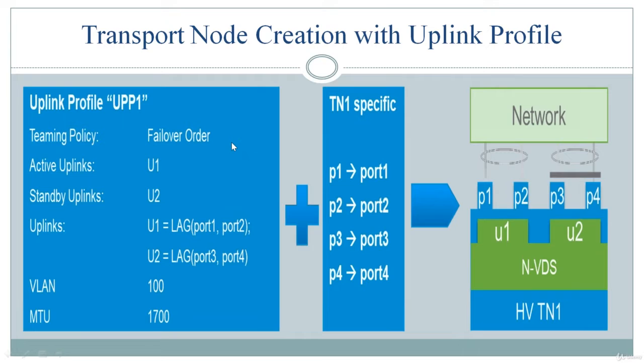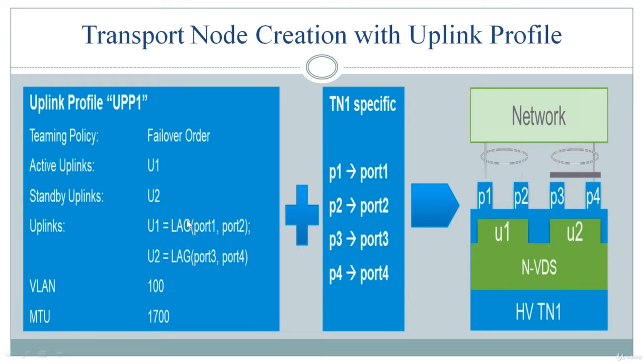So for example, in task 1, I have to create an uplink profile for ESXi, that is the hypervisor, and the uplink profile name should be UPP1. The teaming policy should be failover. The active uplink is U1. U stands for uplink and is just the name. U1, and the standby is U2. The uplink U1 is LAG port 1, port 2. The uplink U2 is LAG port 3, port 4. VLAN should be 100, MTU should be 1700.